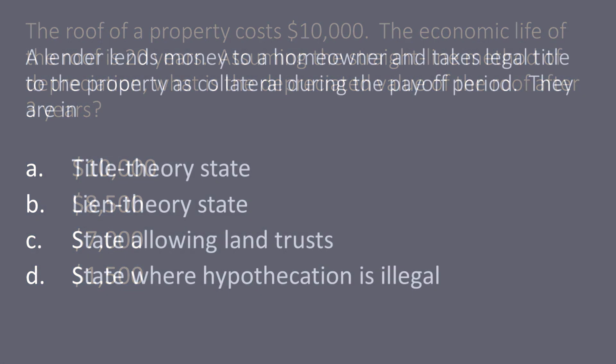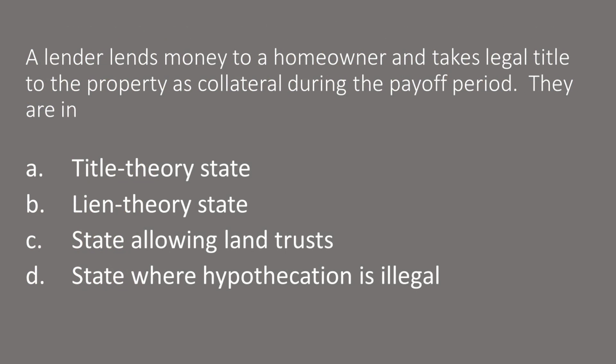Question number 18. A lender lends money to a homeowner and takes legal title to the property as collateral during the payoff period. They are in A, title theory state. B, lien theory state. C, states allowing land trusts. Or D, states where hypothecation is illegal.